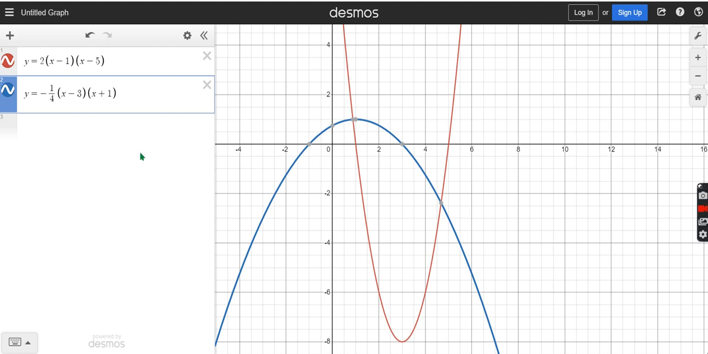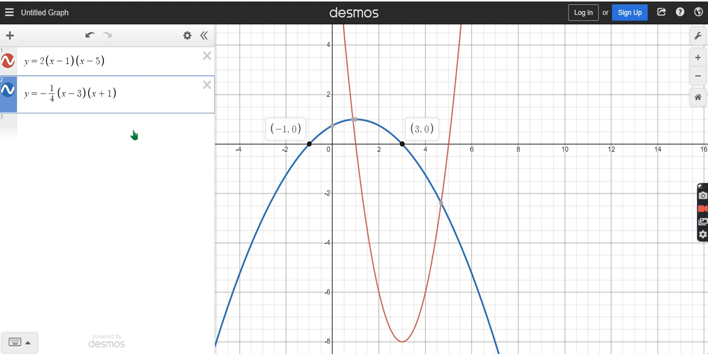And then the x-intercepts, you can see from the equation, one of them should be 3. And sure enough, we see an x-intercept of 3. The other x-intercept is at -1. So when the equation has x minus, like the red one, that number is where the x-intercept is. But x plus means the same as x minus -1. So that tells us that the x-intercepts are 3 and -1.